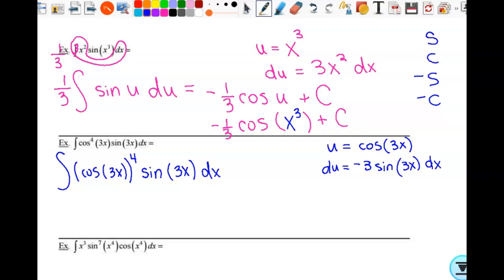Okay. So now I can see what's really the inside piece. And if I just think about this mentally, I know the derivative of cosine is negative sine. I've got that to work with. So U equals cosine 3x, du equals negative sine 3x dx. I've got that variable component as part of my integrand. The only thing I'm missing is the negative 3. We can handle that.